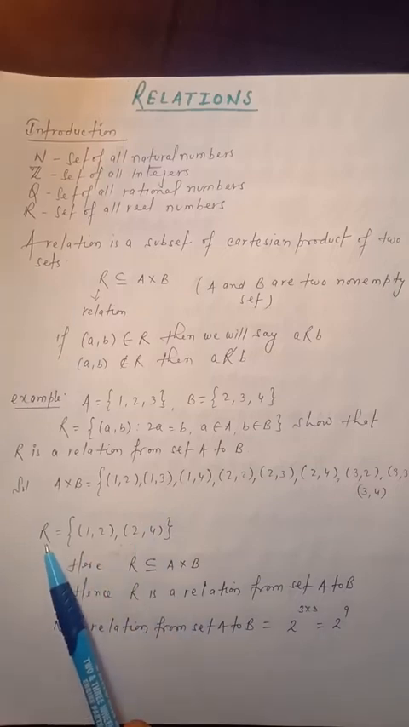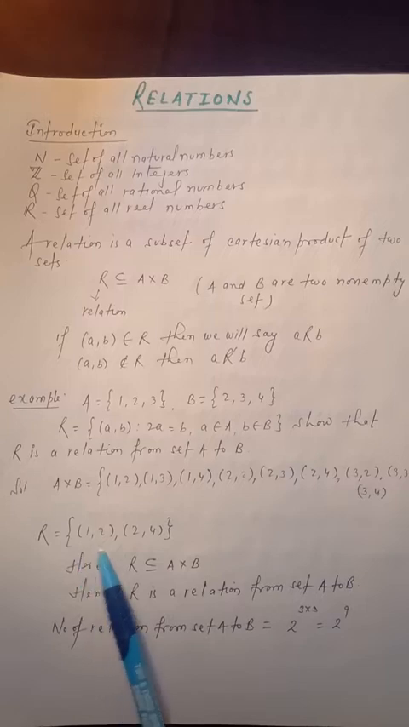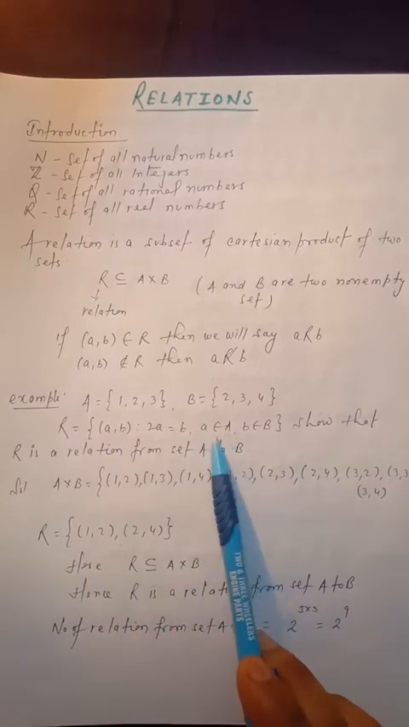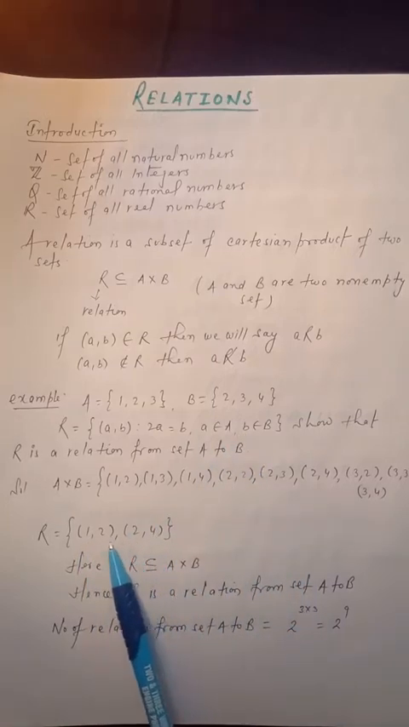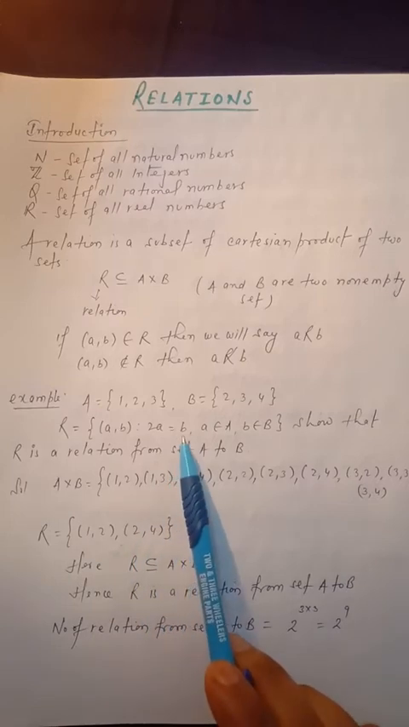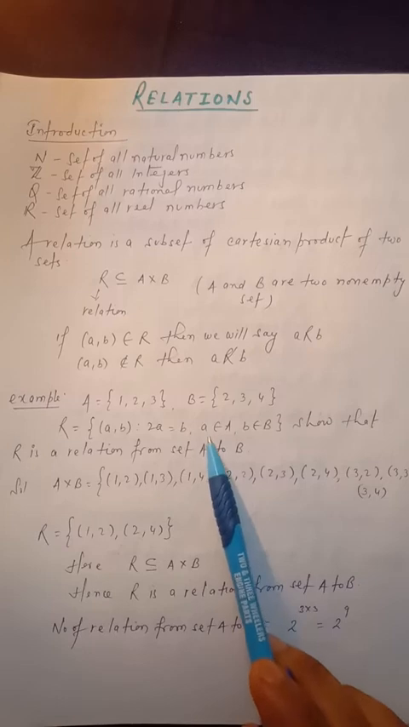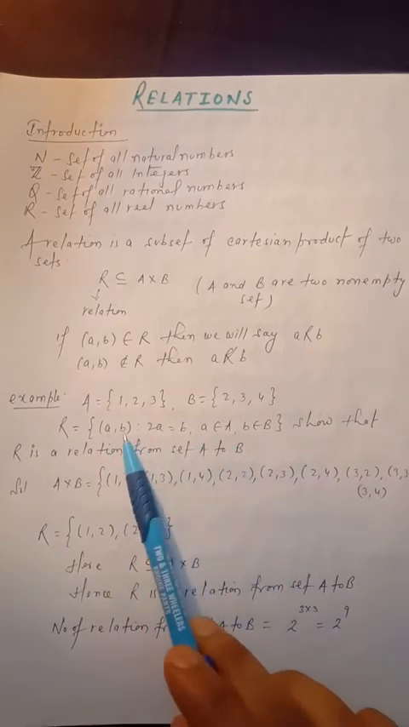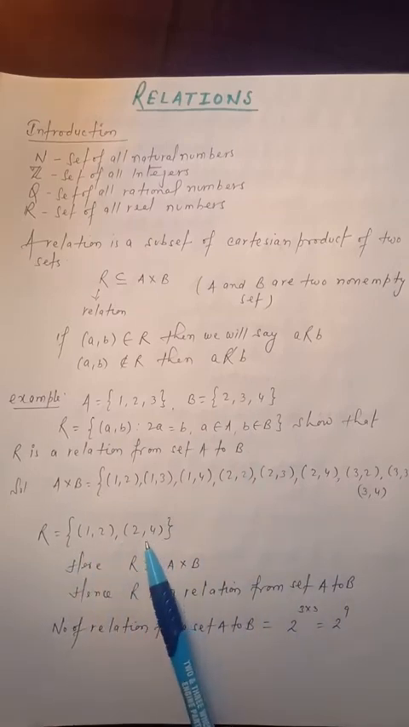This relation was written in set builder form, and I have now written it in roster form. There are only two elements which satisfy the given condition that b = 2a. And one more thing, the first element must belong to set A and the second element must belong to set B. So here R is {(1, 2), (2, 4)}.